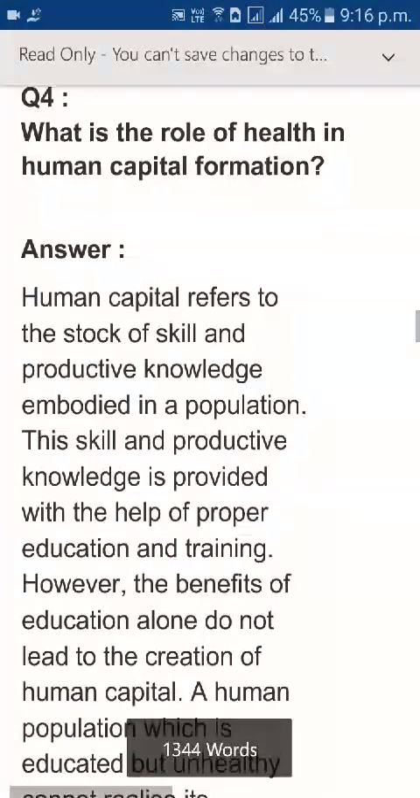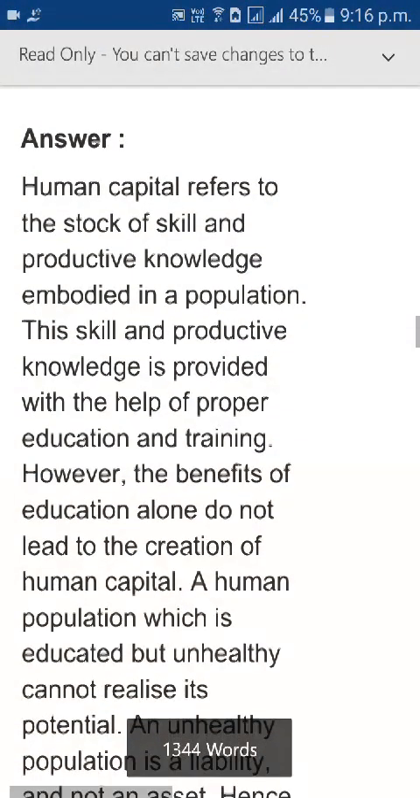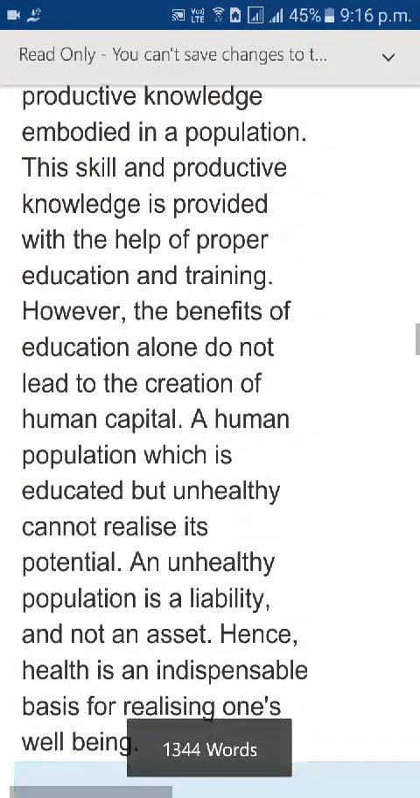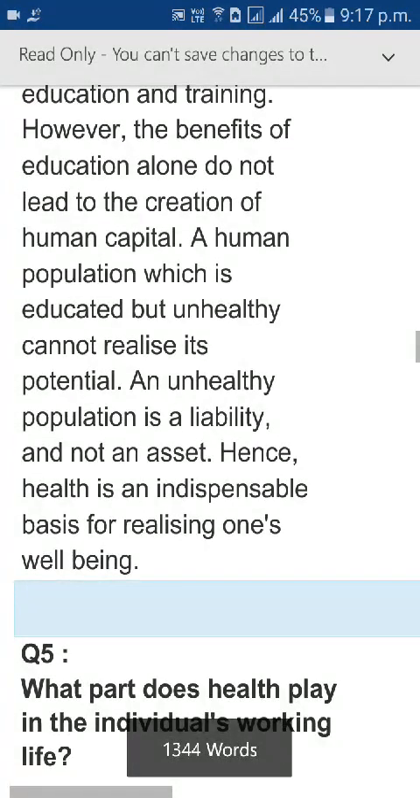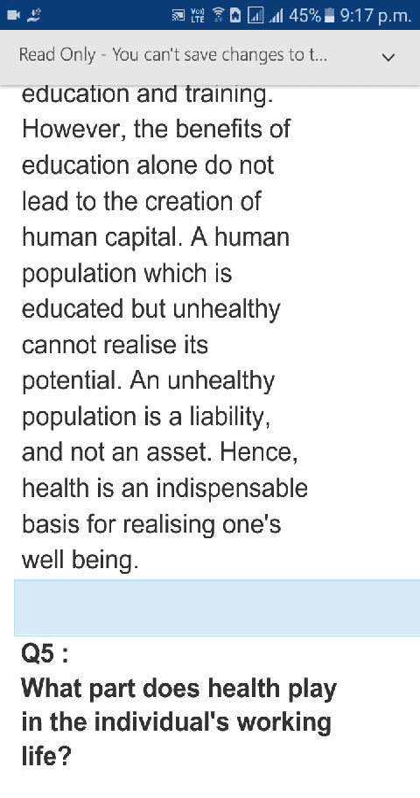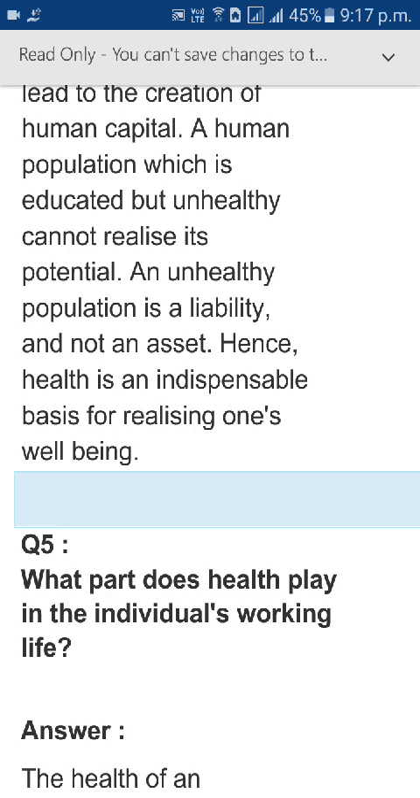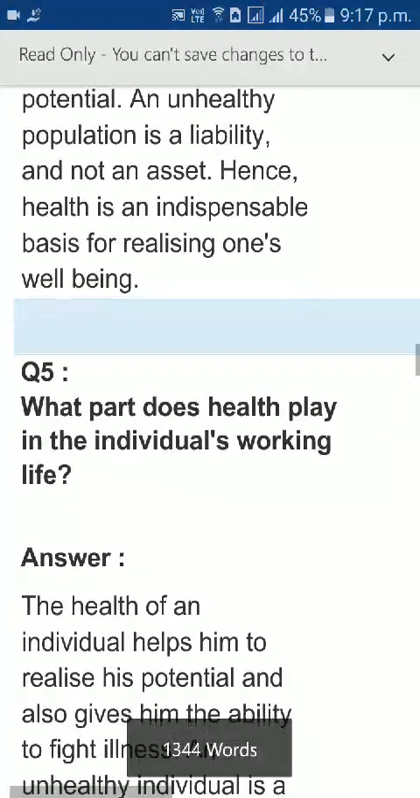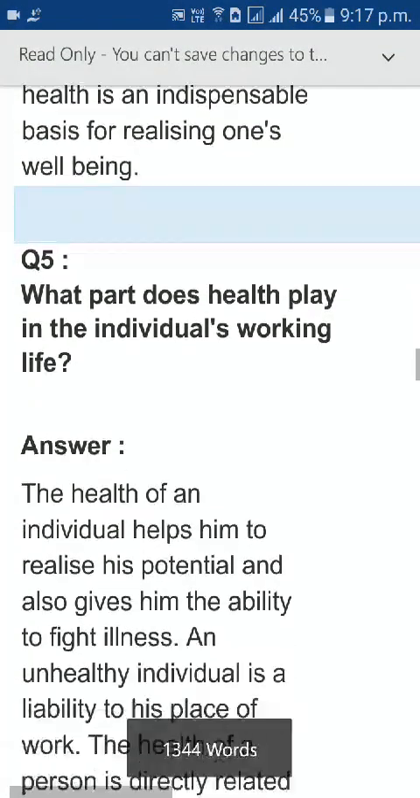Okay. Our fourth question is, what is the role of health in human capital formation? So our answer: human capital refers to the stock of skill and productive knowledge embedded in the population. This skill and productive knowledge is provided with the help of proper education and training. However, the benefits of education alone do not lead to the creation of human capital. A human population which is educated but unhealthy cannot realize its potential. An unhealthy population is a liability and not an asset. Hence, health is also an important source. Health is an indispensable basis for realizing one's well-being. So, if humans are healthy, only then can they produce the resources.